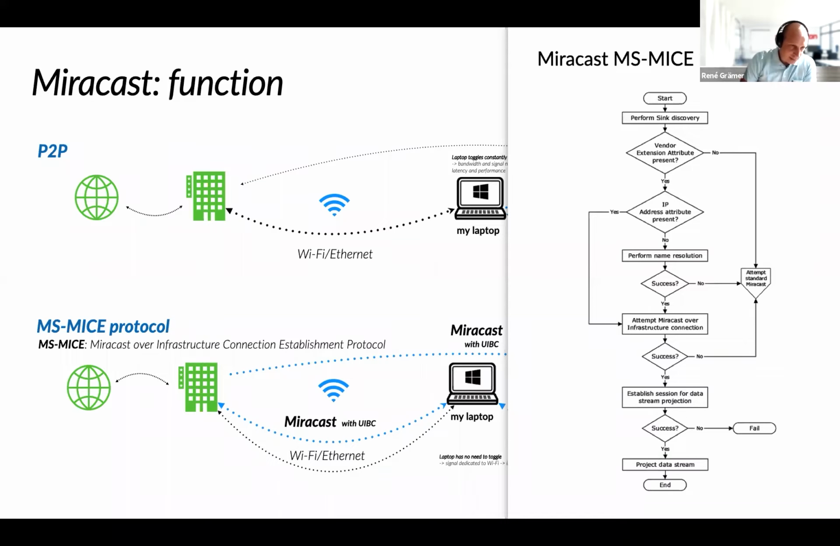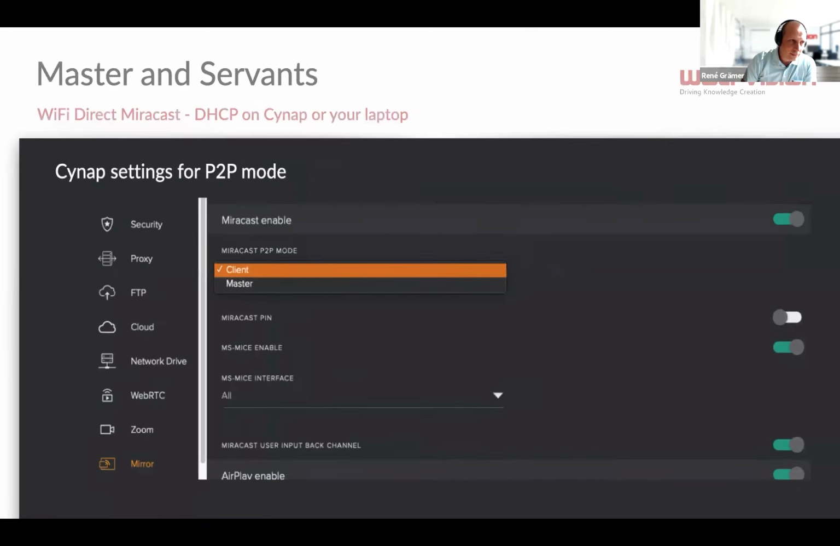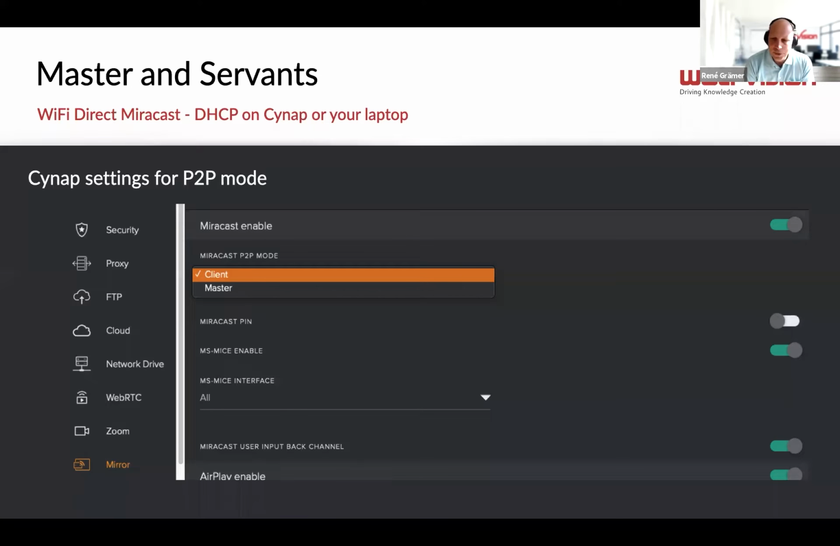Now, when it comes to peer-to-peer, there's a special setup for Cynap where you can actually choose the Wi-Fi Direct connection if Cynap is in client mode or if Cynap is in master mode. In client mode, the DHCP runs on your laptop, and your laptop is providing an IP address to the Cynap. This also naturally means that there's only one connection possible.